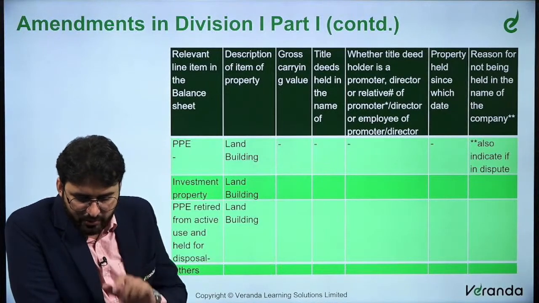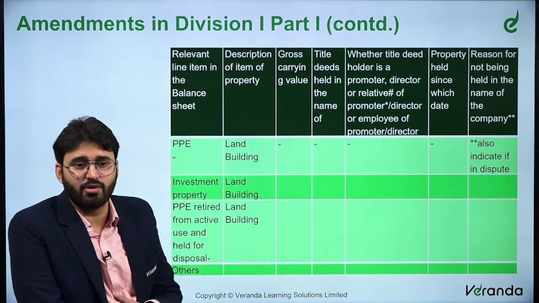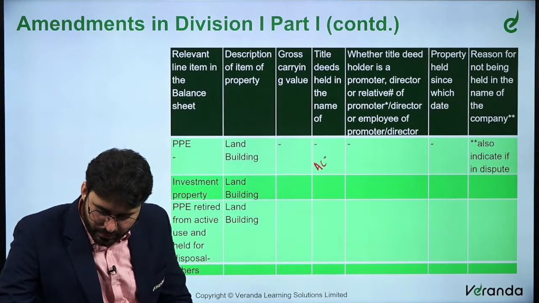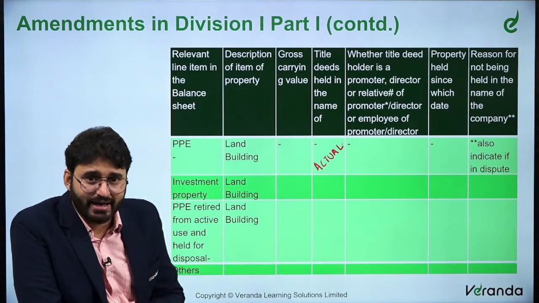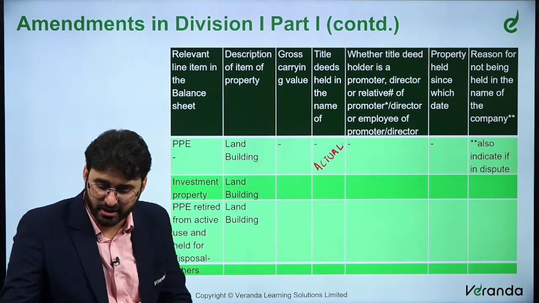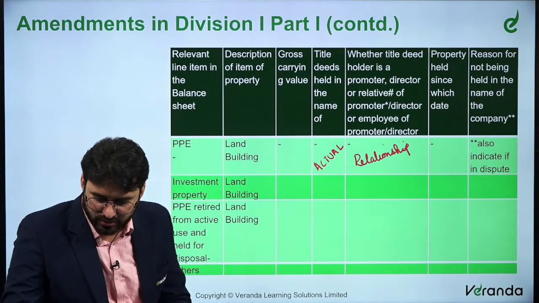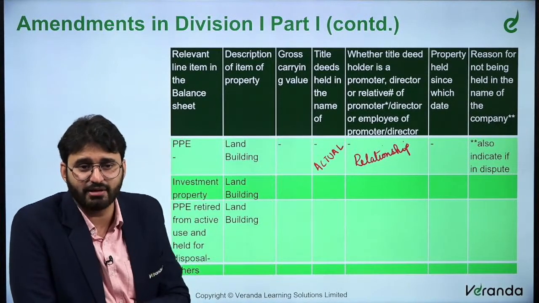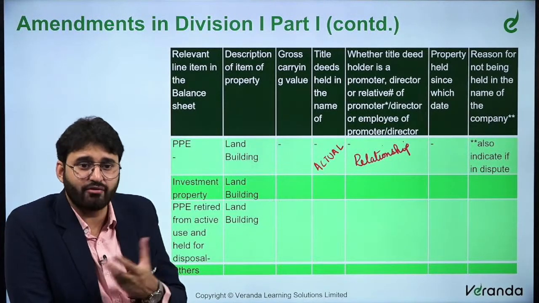Description of item of the property, gross carrying value, most probably as per the books, and title deeds held in the name of, who is the actual owner, right? Whether the title deed holder is a promoter, director, relative of the promoter or director, or employee of the promoter or director. So, you will have to mention the relationship with the company, of course. Whether the promoter is the owner, with the promoter definition as we discussed earlier, or a director, or it could be both, or a relative of the promoter or director.